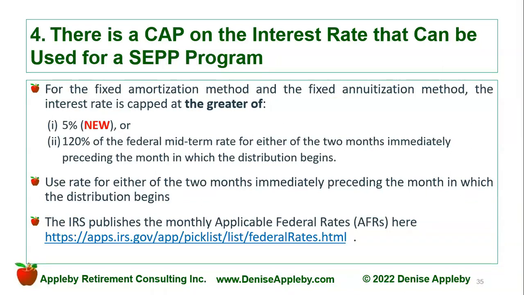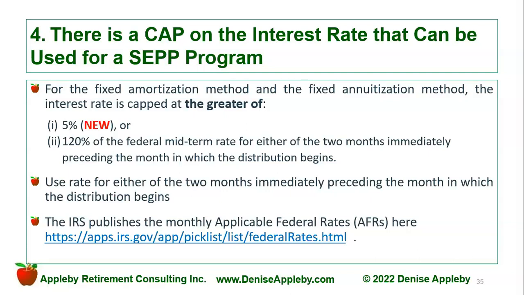Now, there's a cap on the interest rate that can be used to calculate a 72T calculation. This really only applies to the amortization and annuitization methods, because there's no interest rate used when calculating the RMD method. For those two methods, the interest rate is capped at the greater of 5%, which is new under Notice 2022-6, or, as it was before, 120% of the federal mid-term rate for either of the 2 months immediately preceding the month in which the distribution begins. So now you do have that 5%, which gives some flexibility.